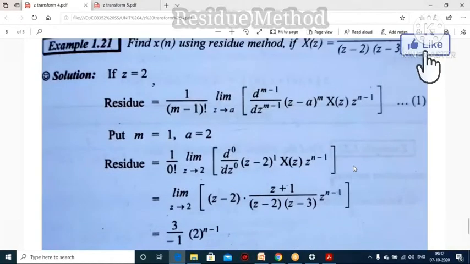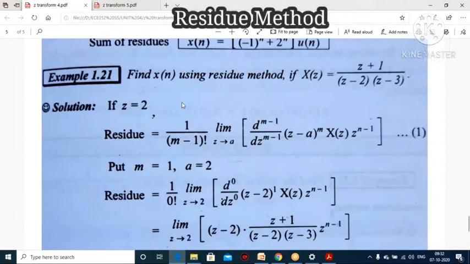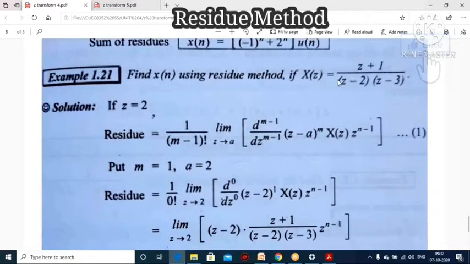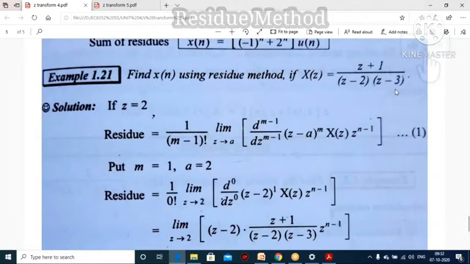Okay, no problem. I'll solve here. The next problem is: find x of n using the residue of x of z, where x of z is (z plus 1) divided by (z minus 2)(z minus 3).